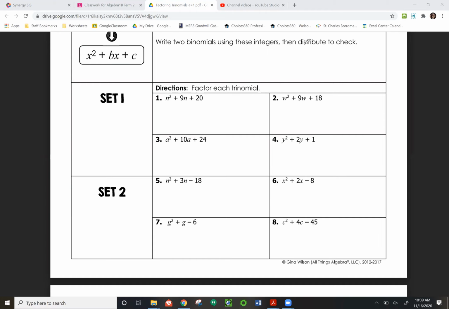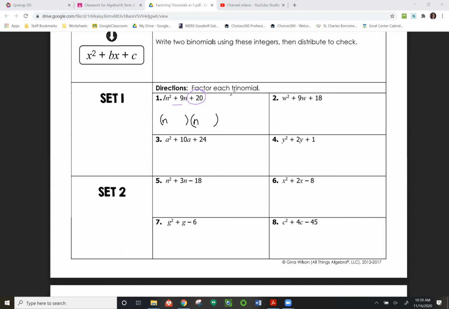But as long as you remember that your two integers are supposed to multiply together to get your constant and add together to get your middle term's coefficient, then you're going to be fine. Okay, positive 20. Let's think of all the things that multiply together to give me positive 20. Actually, before I begin, I'm going to build my two binomials so we kind of see what's going on. So I know since this is a leading coefficient of 1 that I'm going to have an n and an n there. I don't know if they're pluses or minuses yet.